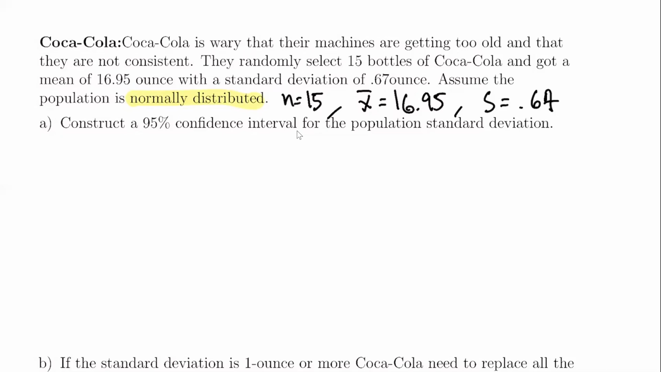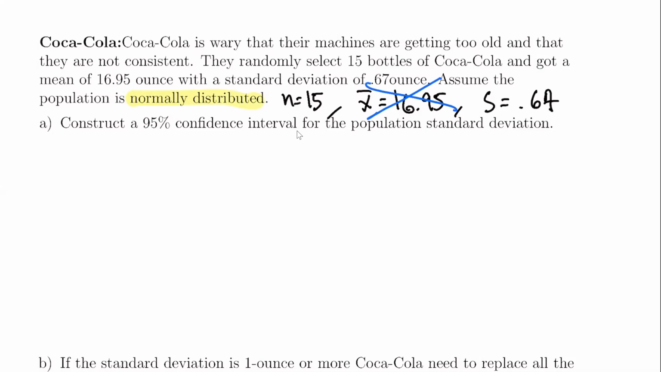If you look at part A, it says construct a 95% confidence interval for the population standard deviation. As soon as you tell me we're doing a confidence interval for population standard deviation, pretty much x bar is useless to us. If you look at the formula, it has no need for x bar.